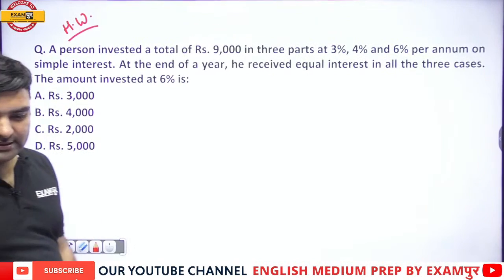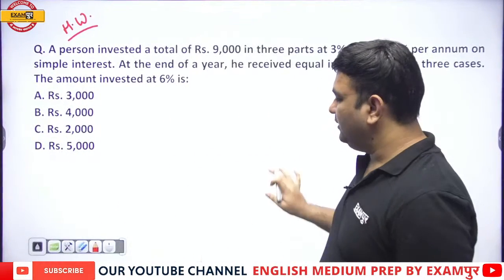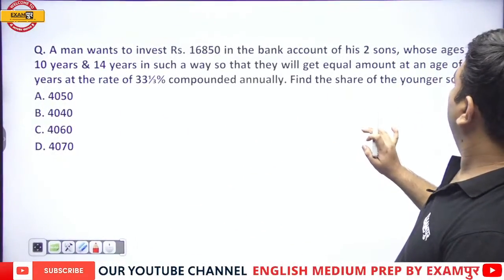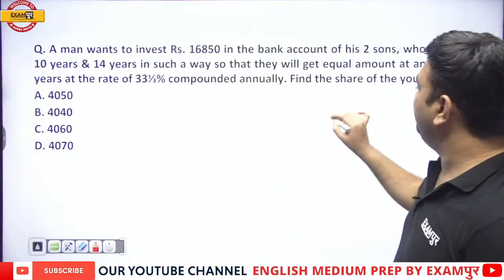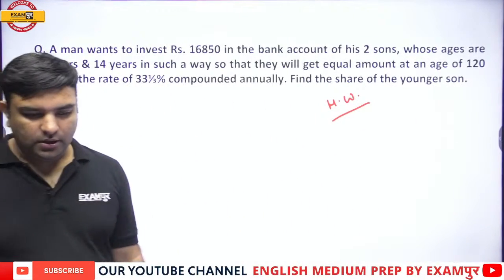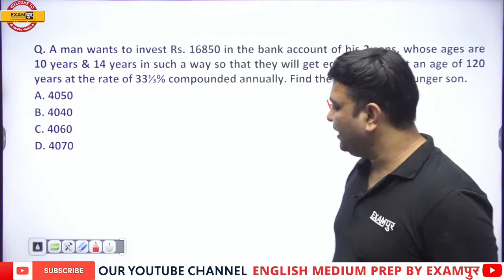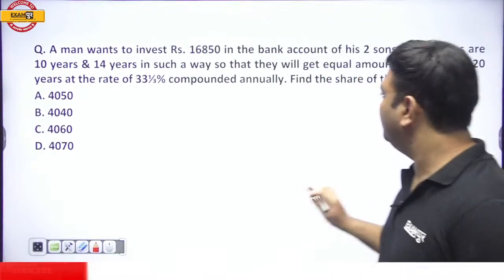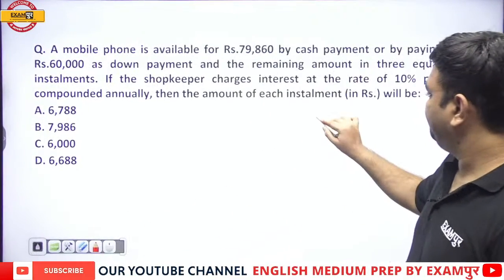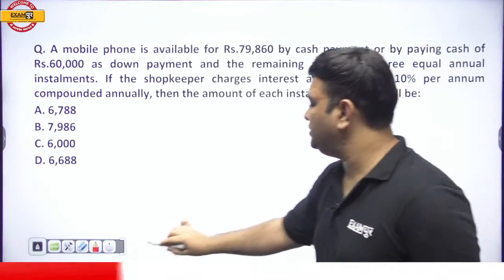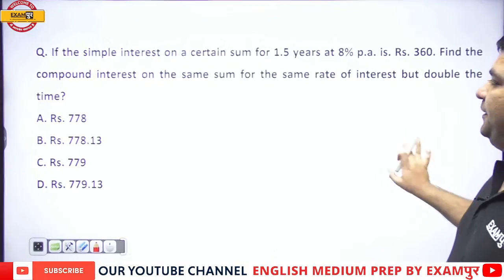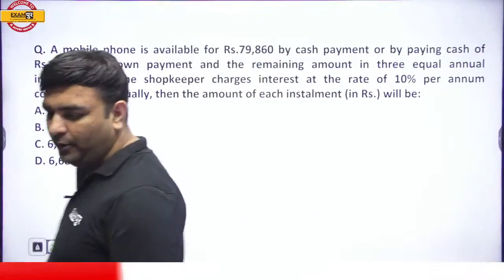Whatever unique questions are remaining are your homework. These two unique questions are remaining. You have to comment your answers in the comment box. I will reply to them for sure. This is also a unique question. Then after that, repetition. So only 3 unique questions we were not able to cover today.